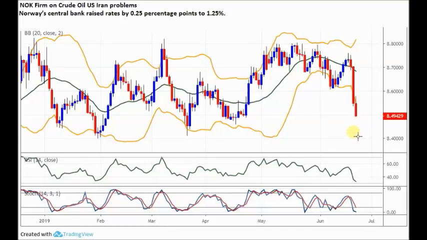In terms of the USD, we've seen why the market sold the USD. But in terms of this pair, the NOK had some really good news on the other side as well. What good news did it have? Well, not firm crude oil. Crude oil prices were pretty firm last week on US-Iran problems. I think they've abated a little bit now, and we're pretty bearish on crude. Also, Norway's central bank raised rates by 0.25 percentage points to 1.25. So they've hiked their rates, but they're only half of what the dollar's are anyway, and the move is just overdone.